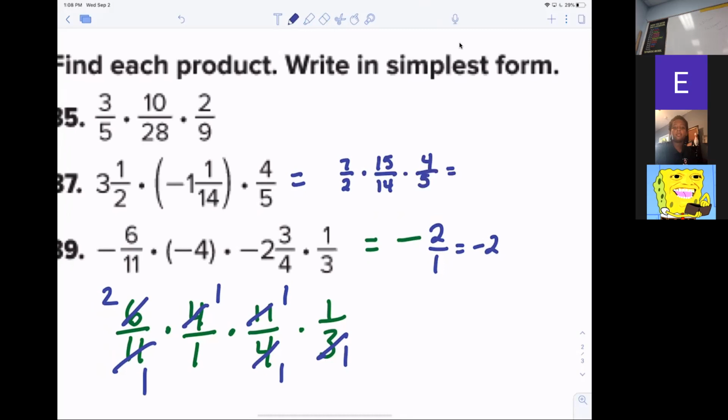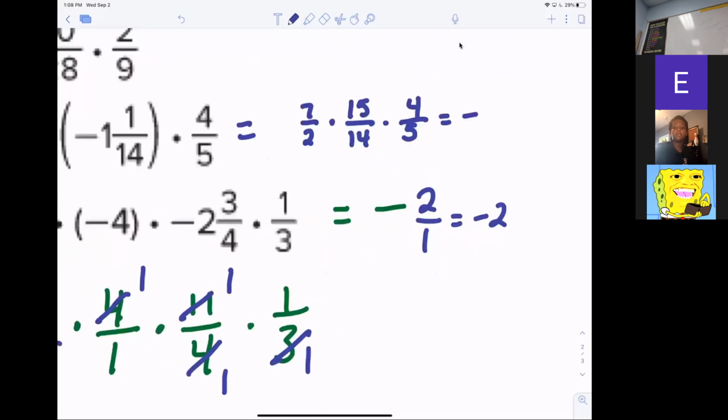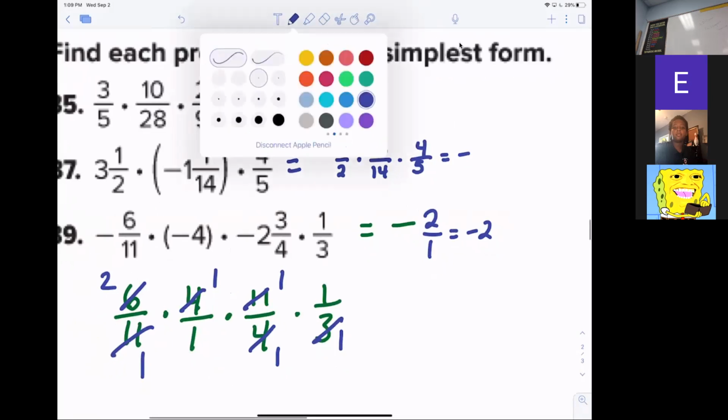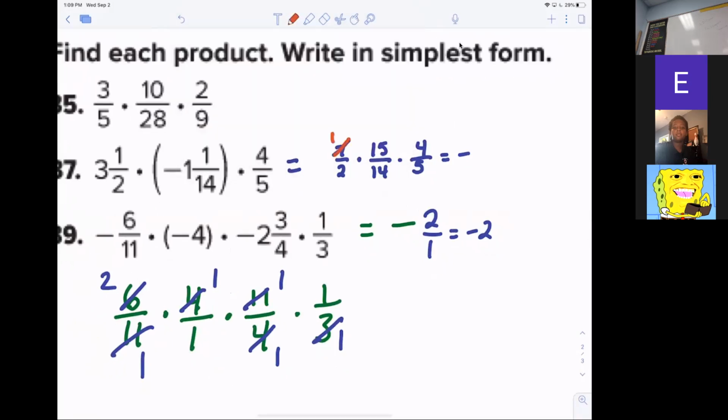Okay, and you said the answer was negative already. Reduce for me, please. You can reduce 7 and 14 to 1. I'm using a different color. You can reduce 15 and 5 by 3, 1. And you can reduce 4 and 2 by 2. Is that it? And then you can reduce 2 and 2 by 1. There you go, kiddo. Good job. So your final answer after all this is just negative 3, negative 3 over 1.